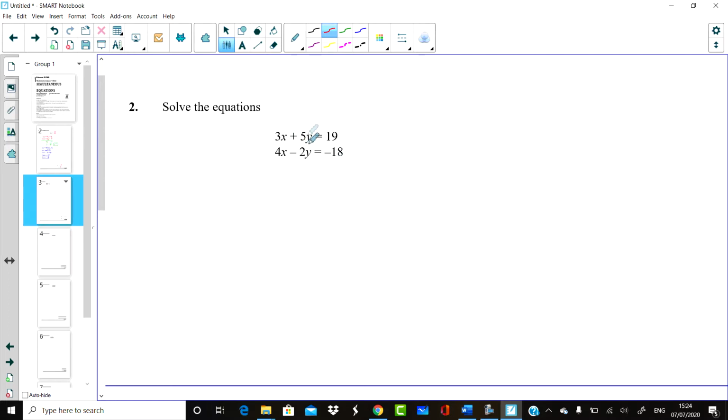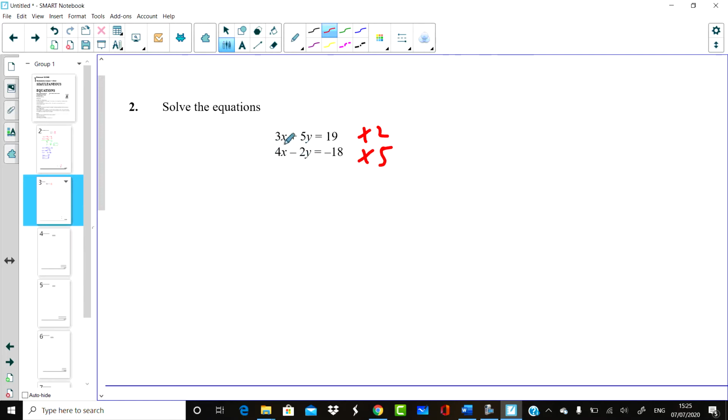So what is a common multiple between 5 and 2? Well, that would be 10. So what do we need to do to the first equation to get 10y? Well, we need to multiply everything by 2. So we multiply that by 2. And what do we do to this to get negative 10y? We multiply by 5.